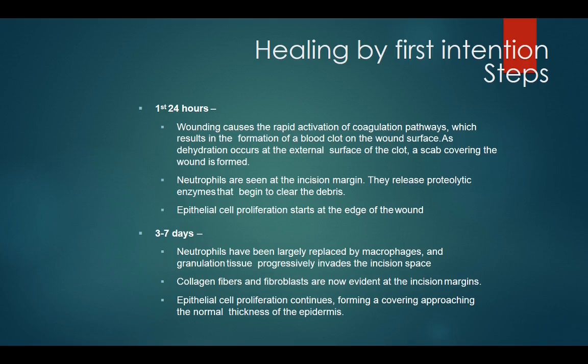It will try to stop the bleeding immediately, within 3 to 4 minutes, which results in the formation of a blood clot on the wound surface. As dehydration occurs on the external surface of the clot, the scab covering the wound is formed. Neutrophils are seen in the incision margin, and they release proteolytic enzymes that begin to clear the debris. Epithelial cell proliferation starts at the edge of the wound.